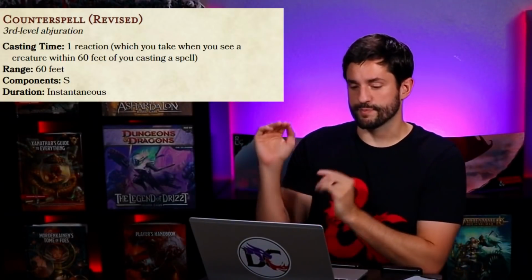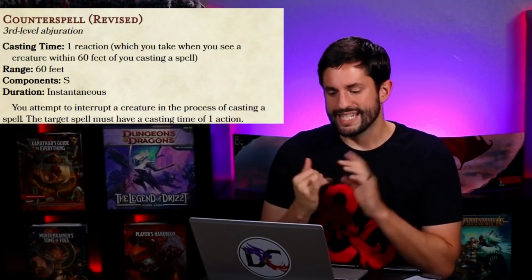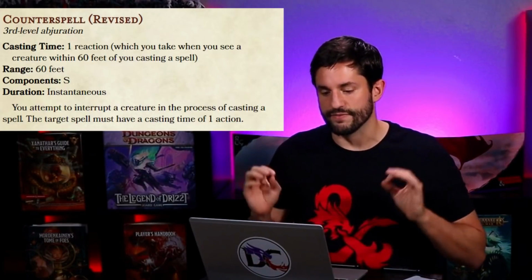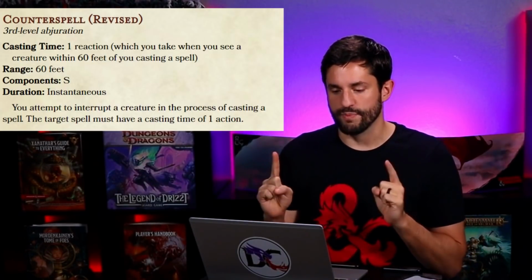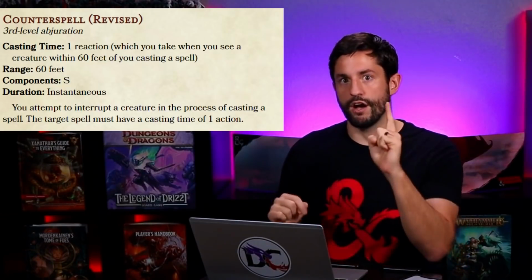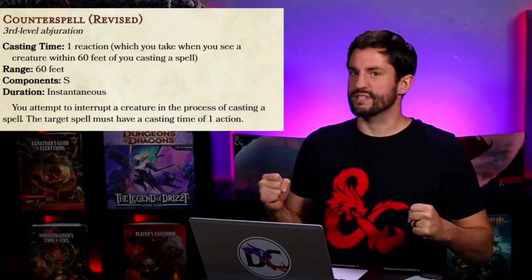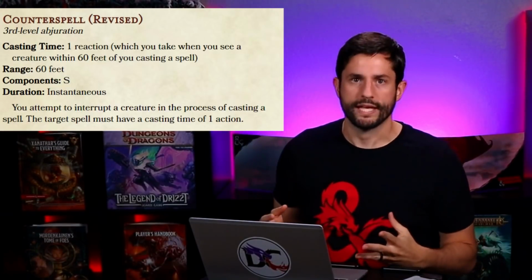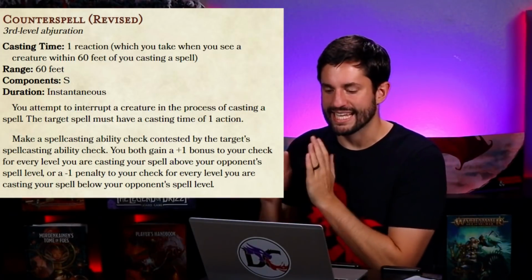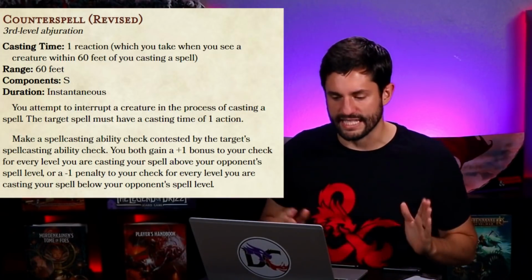So here is my counterspell. All the first things about the spell are the same, but here's the first line. You attempt to interrupt a creature in the process of casting a spell, and the target spell must have the casting time of 1 action. Because man, those bonus actions or reactions are just too quick. You make a spellcasting ability check contested by the target's spellcasting ability check.